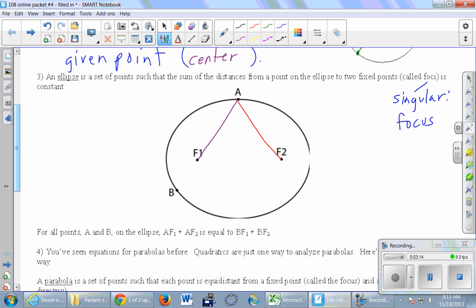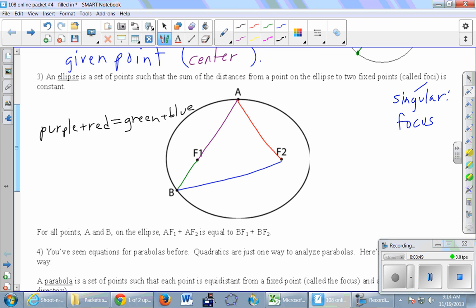So for example, if I look at point B, and I connect B to F1, and then B to F2, then that sum, green plus blue, is supposed to equal the sum on the other side. So for any point on the ellipse, we should have some equation that's quite colorful. If you take a look at the length of purple plus the length of red, it's going to be the same as the length of green plus the length of blue, and it's going to be the same no matter where you are on the ellipse.